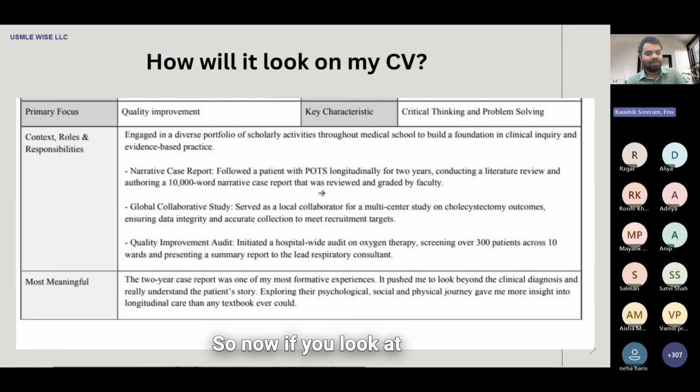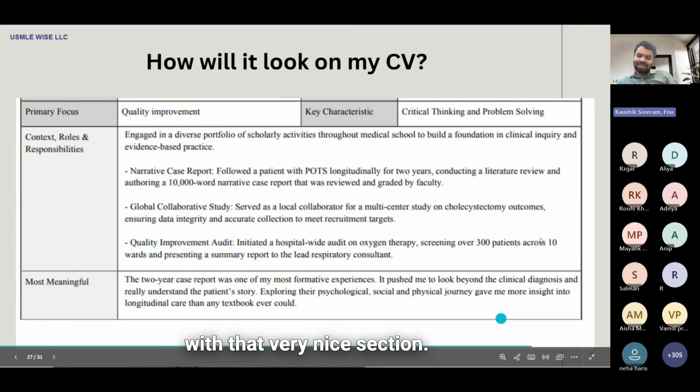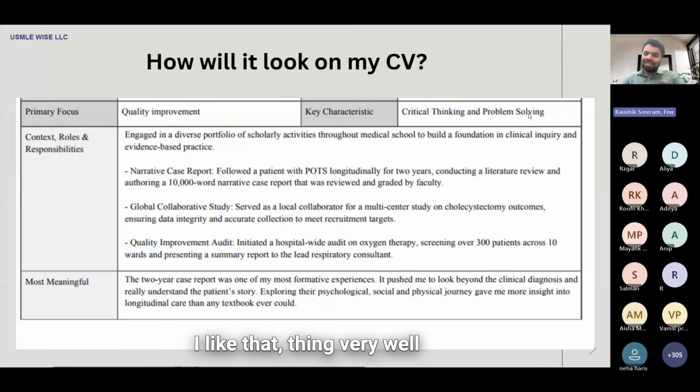So now, if you look at what is important in a CV, it is not that I just did research. It is that I did something for a long period of time. That is more important in your CV. And it is not about having 10 different papers. And Iras has also come up with that very nice section. I like that very well, saying, please tell us what was meaningful about your research. What did you learn from it and what was your role?